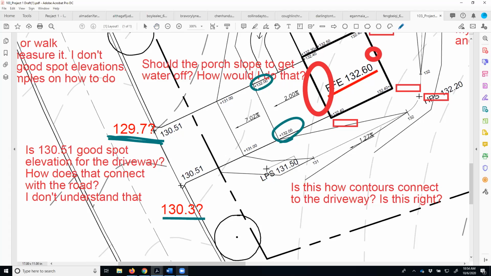This one is lower, which means this slope on this side of the driveway is going to be steeper than the slope on this side of the driveway. Does that make sense? And yes, that's the reason we're going to have more than likely some sort of a fan pattern going across there.